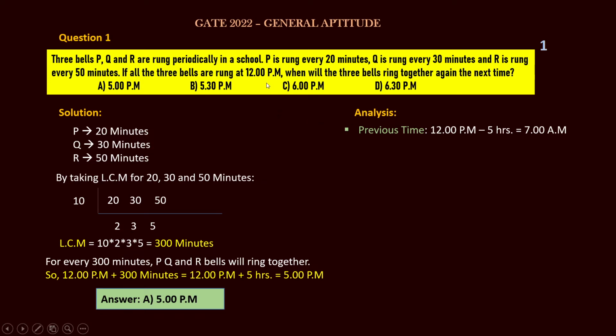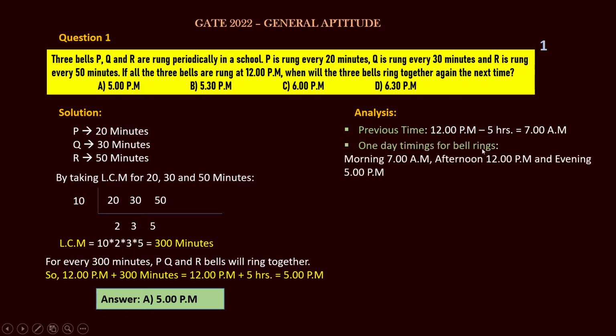Already they have given the value 12 p.m. When we take the LCM as 5 hours, 12 p.m. minus 5 hours, the previous time can be found as 7 a.m. And we can analyze the full day's timings: morning 7 a.m., afternoon 12 p.m., and evening 5 p.m. Every 300 minutes, the P, Q and R bells ring together.